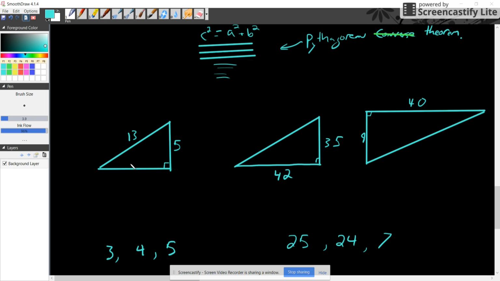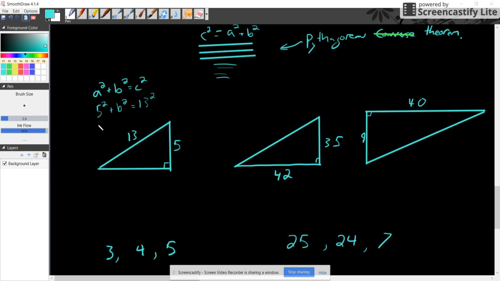So the first one, let's practice our Pythagorean theorem. And we're just going to write it to remind ourselves: a squared plus b squared is equal to c squared. So the first thing to recognize is c is always my hypotenuse. It doesn't really matter whether this is a or this is a, but the legs are always a and b. So we're going to say 5 squared plus b squared is equal to 13 squared.